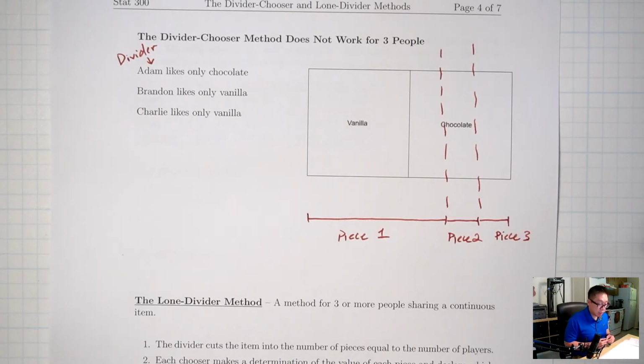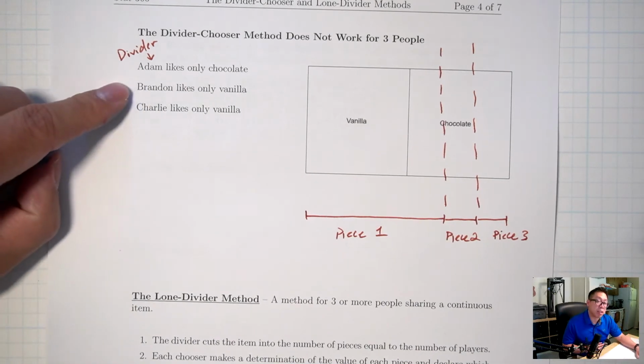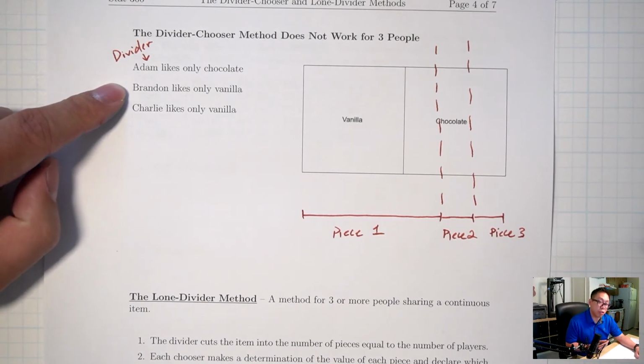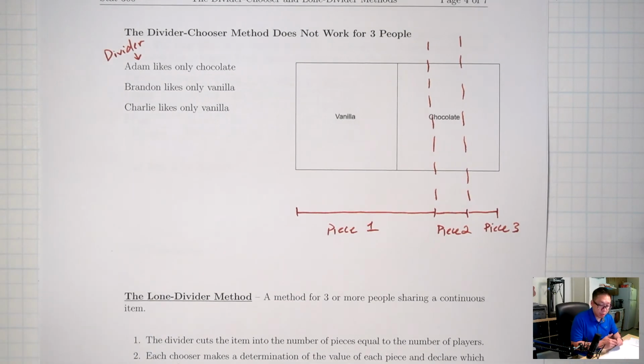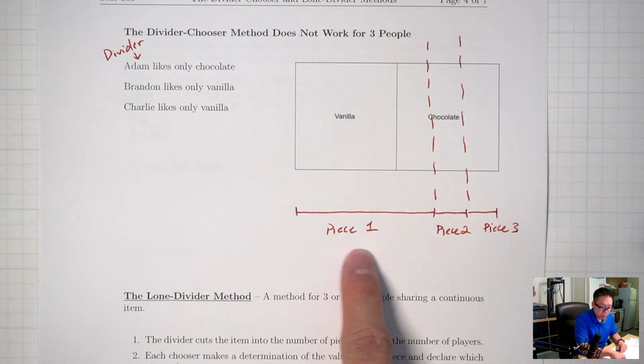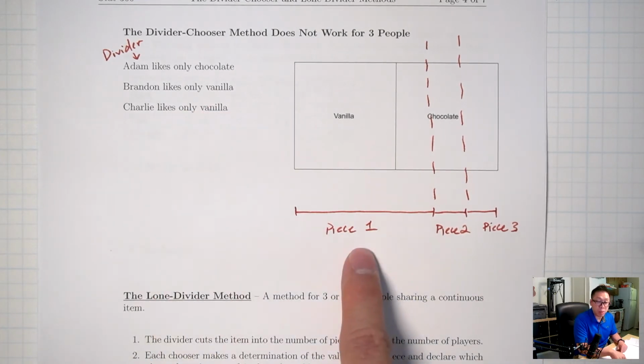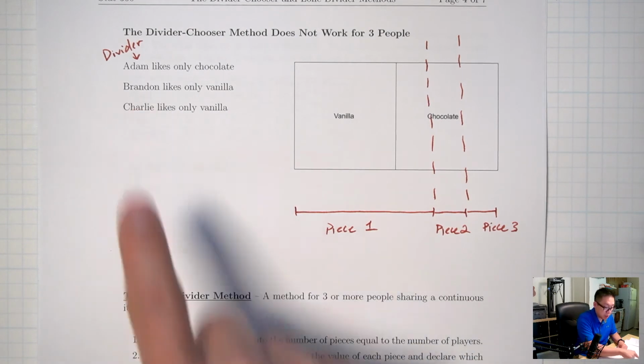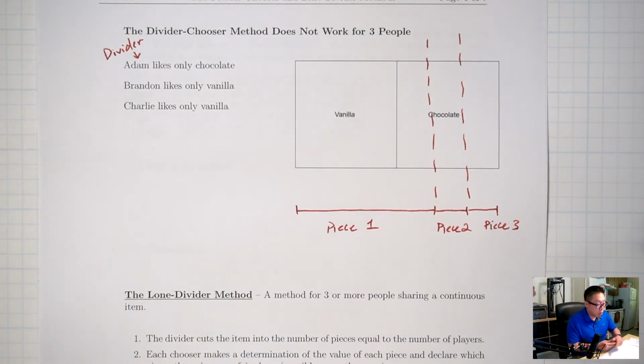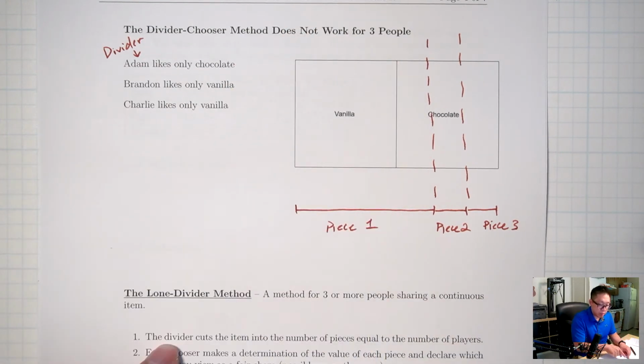What happens next is the other 2 people get to choose. So it depends on who gets to choose next. Say Brandon chooses next. Which piece is he going to choose? He sees 3 pieces, piece 1, piece 2, and piece 3. He likes vanilla. He's probably going to choose piece 1. Okay, so Brandon gets piece 1. Now, Charlie gets to choose. So Charlie likes vanilla, but piece 1 is gone. Piece 1 went to Brandon, so he's only looking now at piece 2 and piece 3.